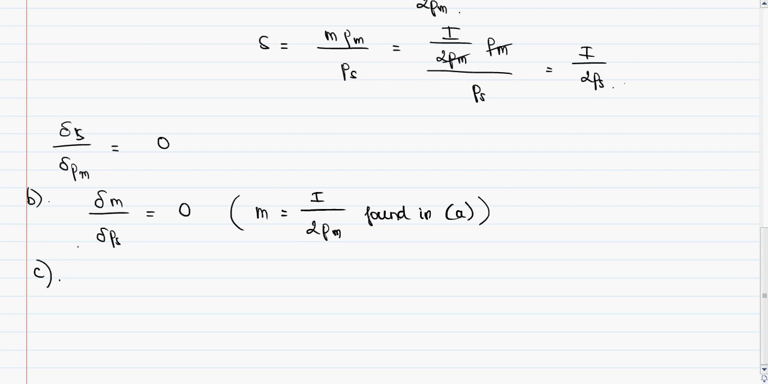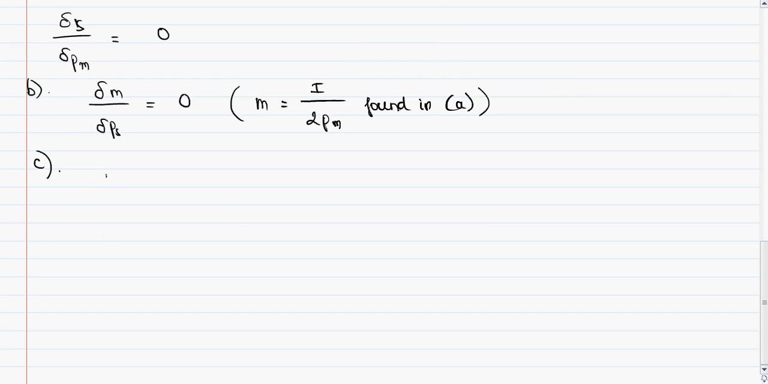Okay, so part C: use the Slutsky equation and the symmetry of the net substitution effect to show that the income effects for both part A and B are identical. Okay, so first of all, we just have to write out the Slutsky equation for m and s.